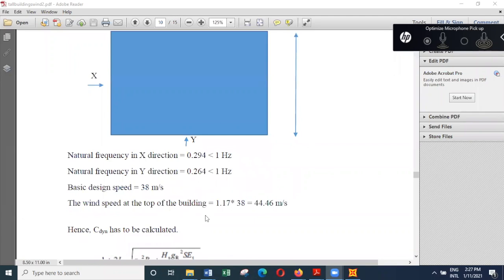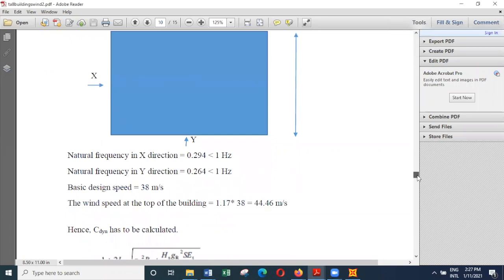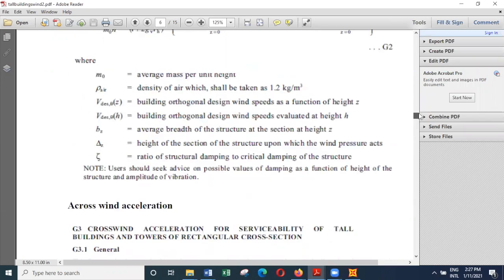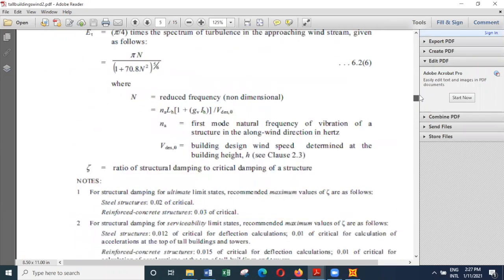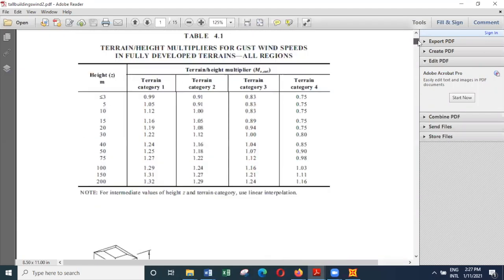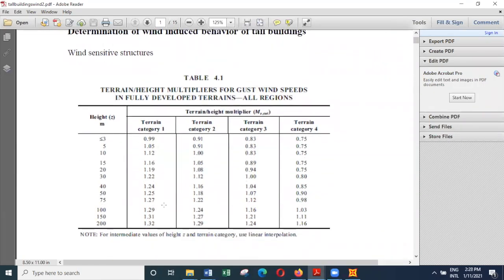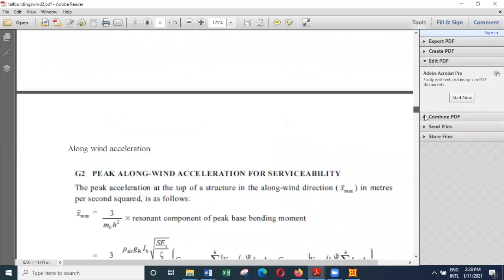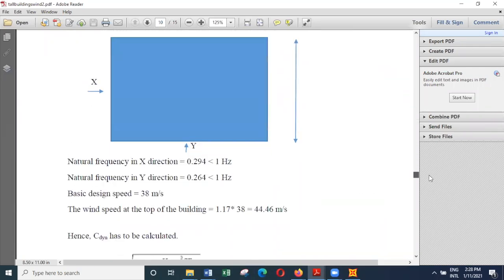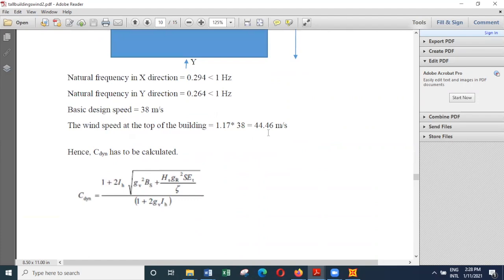We have to find the wind speed at the top of the building. For that, we have to use the terrain multiplier. The terrain multiplier for a height of 108.9 is about 1.17. So we'll use 1.17 multiplied by 38, which gives a value of 44.46 meters per second as the wind speed at the top of the building.